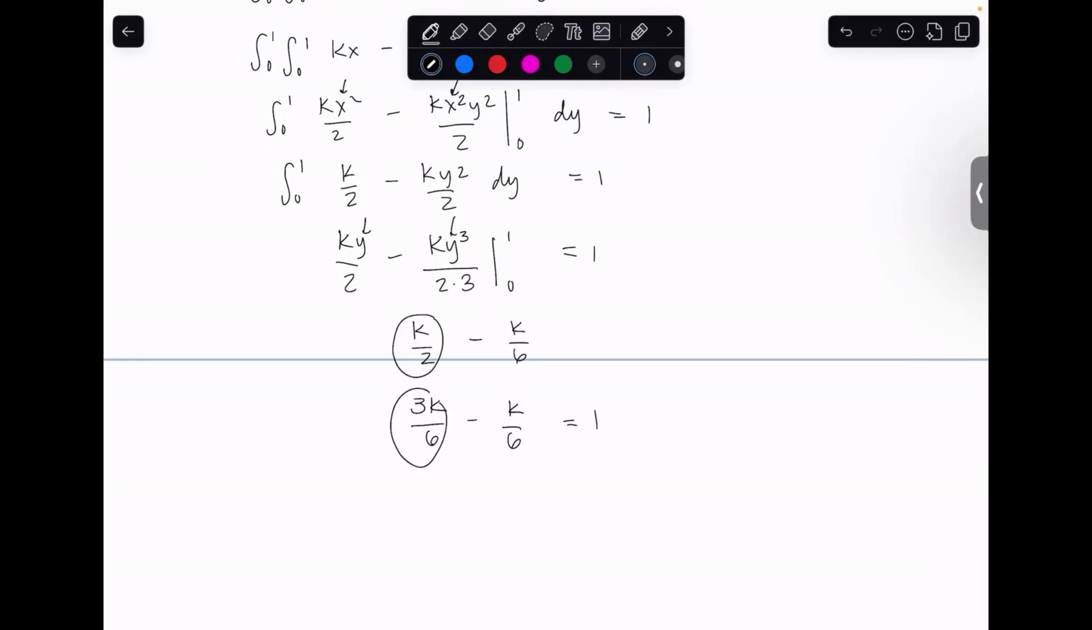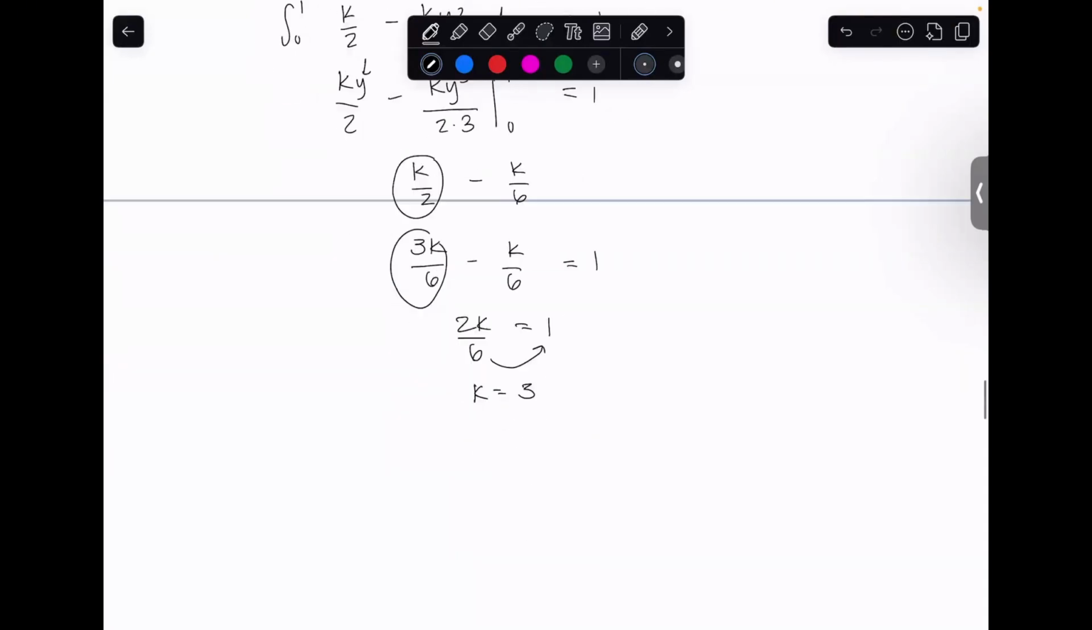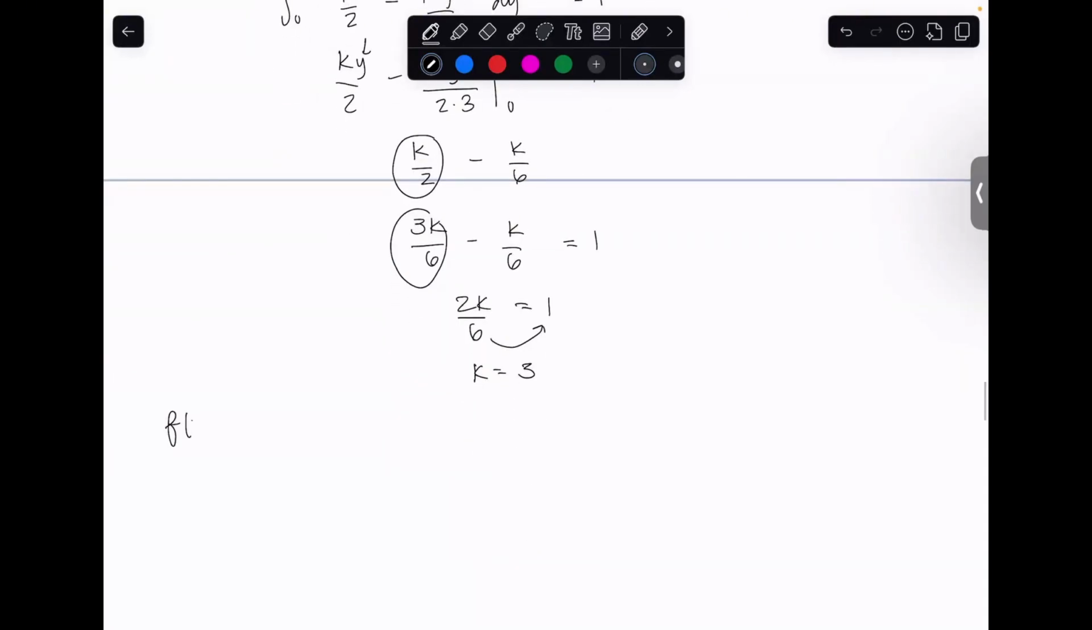This is the same as this. 2k over 6, because 3k minus k is 2k over 6 equals 1. Multiply the 6 over, divide by 2, k is equal to 3. Awesome. So now I know that my joint density function is equal to 3 times x times 1 minus y squared. Right? And I know that x and y are contained between 0 and 1. Cool. So that might be a problem you get.